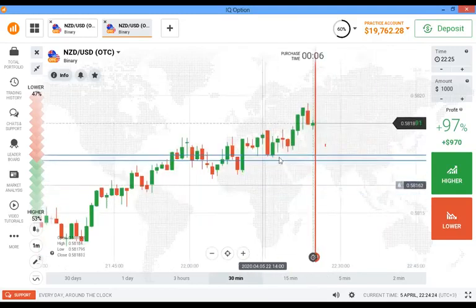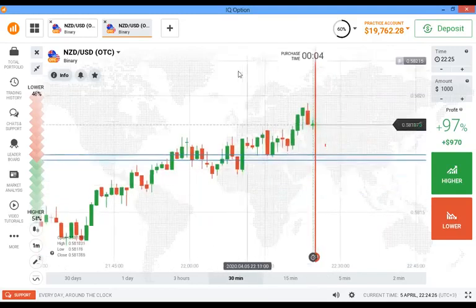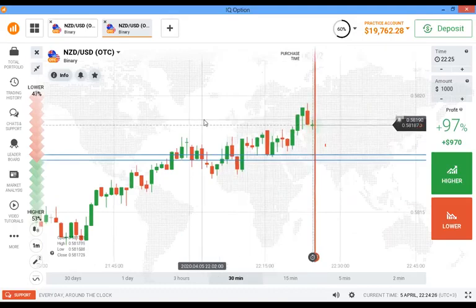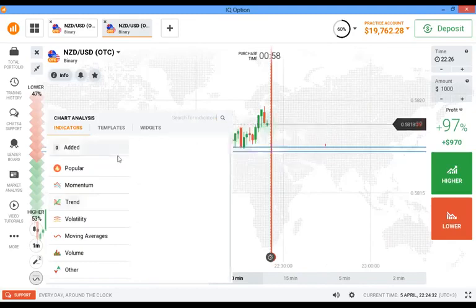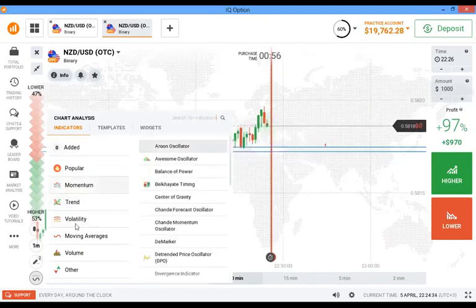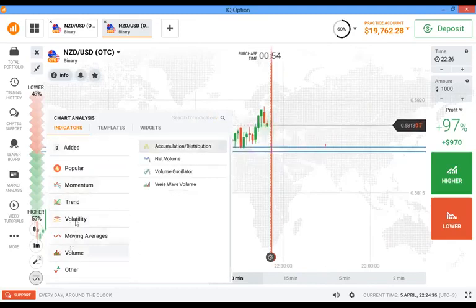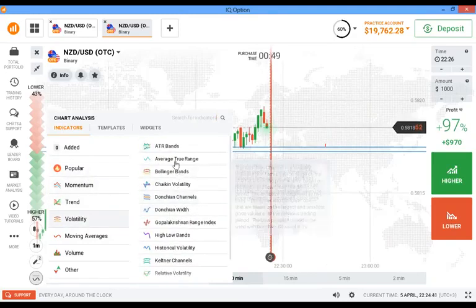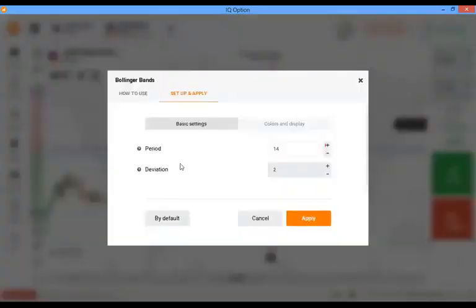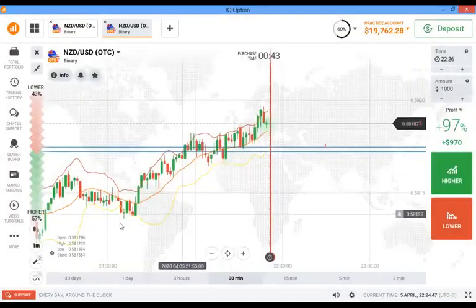So it's the best strategy that you can use. We have so many indicators here. By the time I started trading, the indicator I always used was Bollinger Band. Bollinger Band is also a very good indicator.